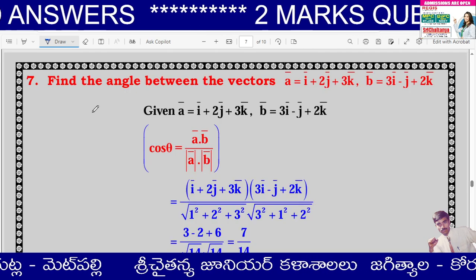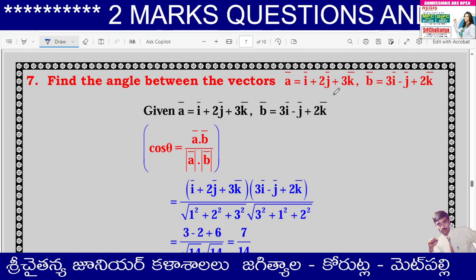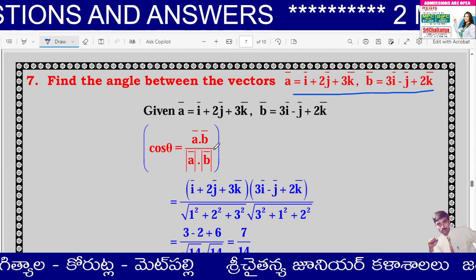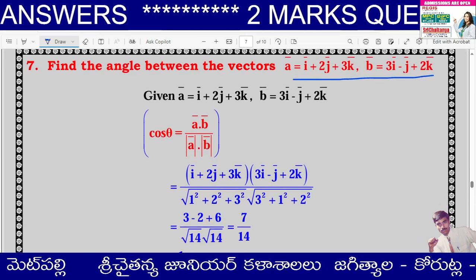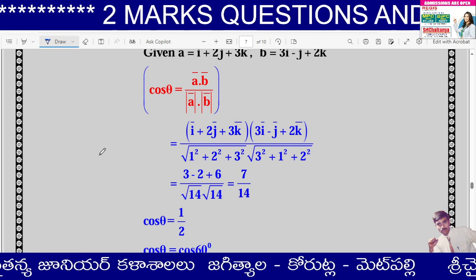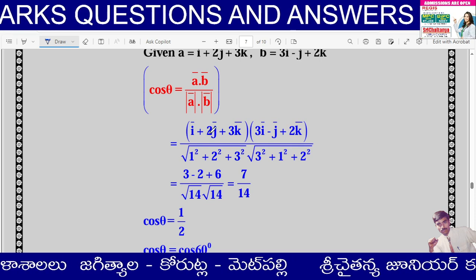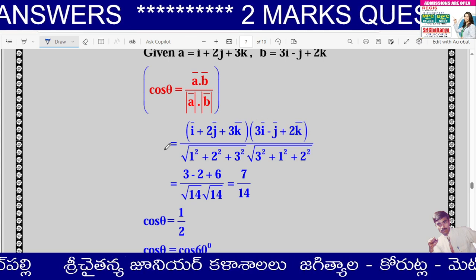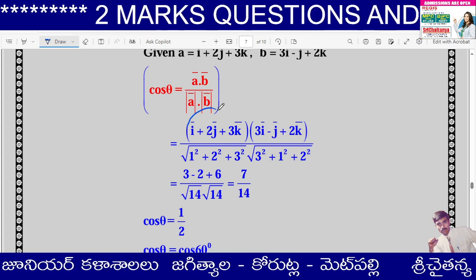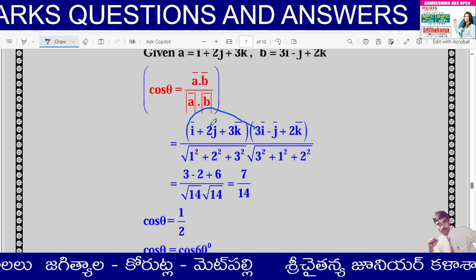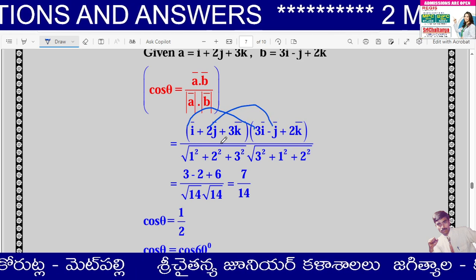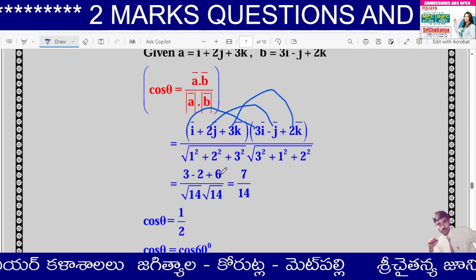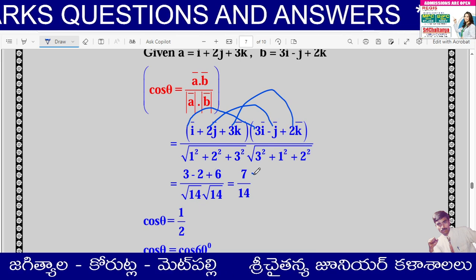Next, the seventh question is: find the angle between two vectors. A vector and B vector are given. The formula is cos theta equal to A dot B by magnitude of A and magnitude of B. A is i plus 2j plus 3k and B is 3i minus j plus 2k. The dot product: 1 into 3 is 3, 2 into minus 1 is minus 2, 3 into 2 is 6. Now 3 plus 6 is 9, 9 minus 2 is 7.